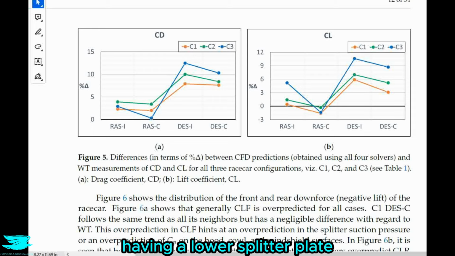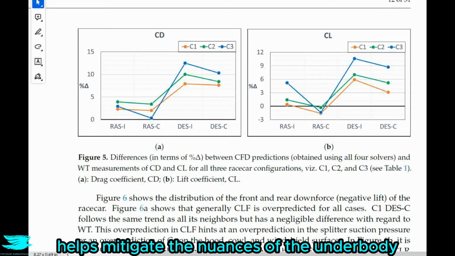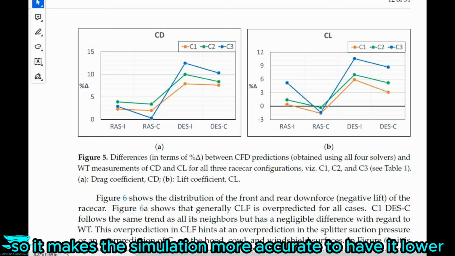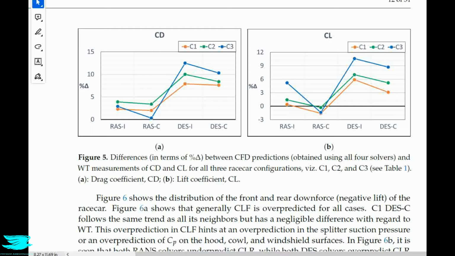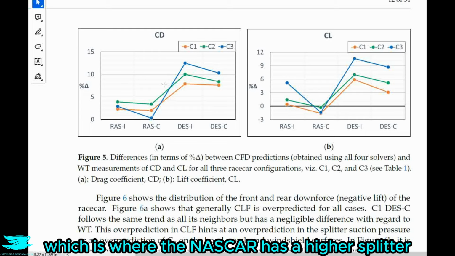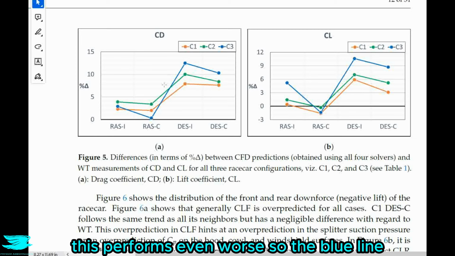Having a lower splitter plate helps mitigate the nuances of the underbody flow, at least that's what I think. So it makes the simulation more accurate to have it lower. That's what I'm seeing here. Now things get even more juicy because C3, which is where the NASCAR has a high splitter, but is now straight instead of yawed, this performs even worse.